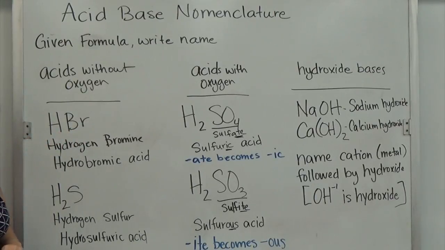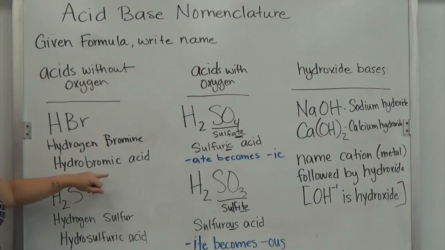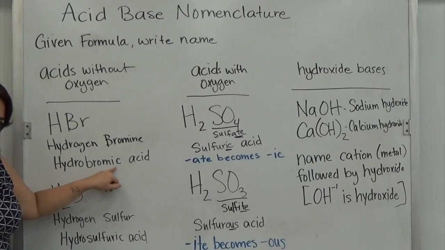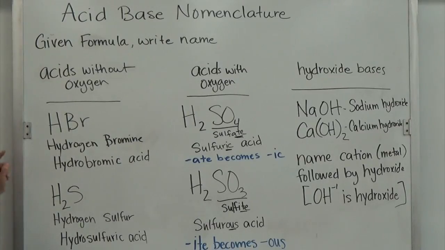It does not contain oxygen, so its first name is hydro, followed by the name of the anion, or the non-metallic part of the acid, except I change the ending from IDE to IC, and I give the last name acid. Notice my second example, same thing. I see hydrogen with sulfur. Sulfur is in group 16, but when it combines with hydrogen, it is still treated as an acid.